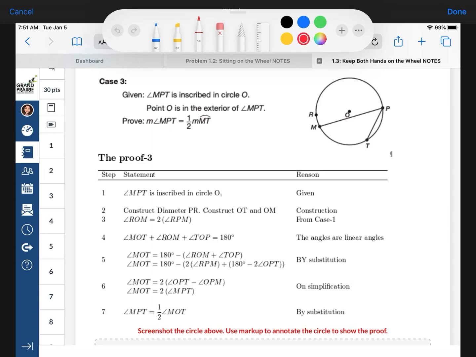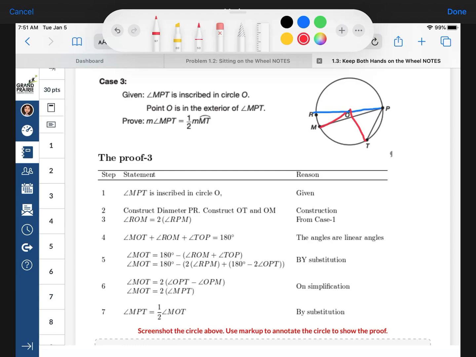So we're going to go ahead and construct the diameter PR, and construct OT and OM. Step 3 tells us that the measure of ROM is going to be equal to twice the measure of RPM, and that's because of case 1, if you want to go back to case 1. Basically it's saying that the central angle is twice the inscribed angle RPM.